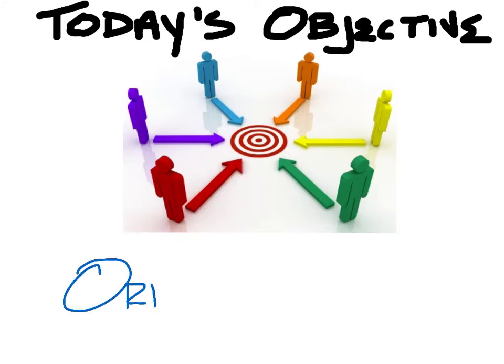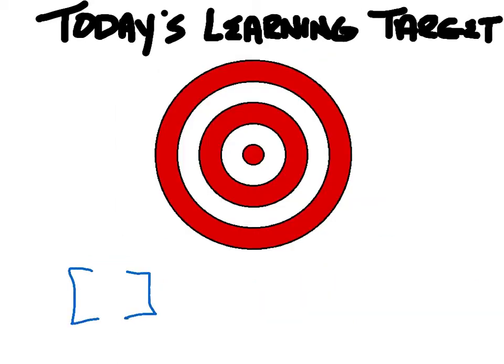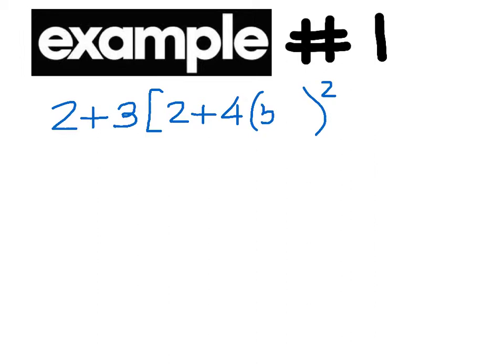For today, it's still going to be order of operations, and the specific learning target is going to be to include brackets, exponents, and parentheses in each of the problems. So here's example number 1. 2 plus 3 times the quantity, 2 plus 4 times the quantity squared of 5 minus 3, close the quantity, subtract 4, close the bigger quantity, and then add 6 times 2.